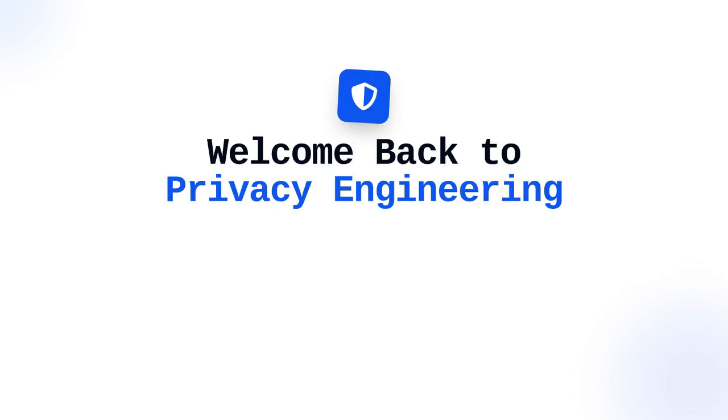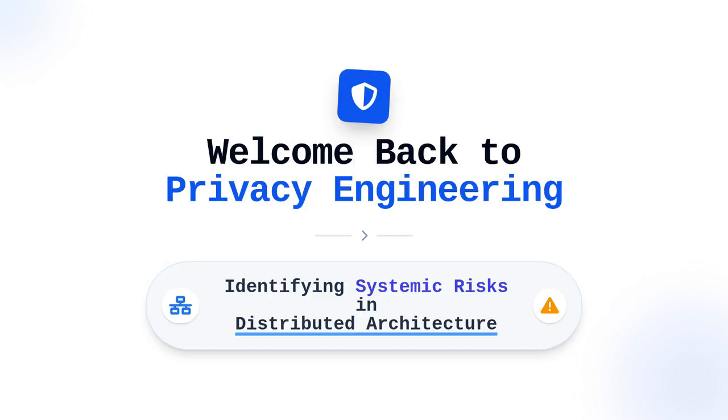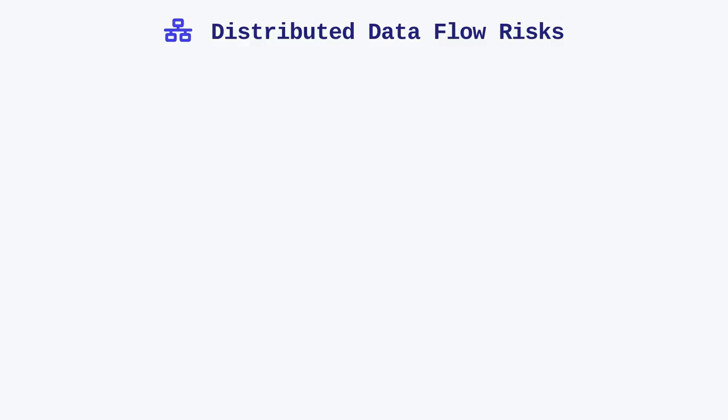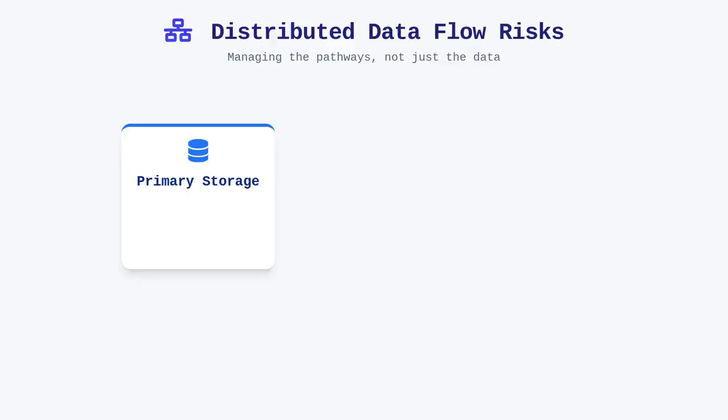Welcome back to our exploration of privacy engineering. Today, we turn our attention toward identifying the systemic risks inherent in distributed architecture. In any complex distributed environment, we are not just managing data in isolation, but managing the pathways through which that data flows. A common structural risk involves data bloat, where systems accumulate information well beyond the scope of their original purpose under the guise of future utility.